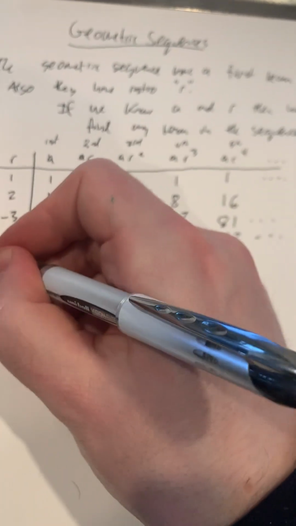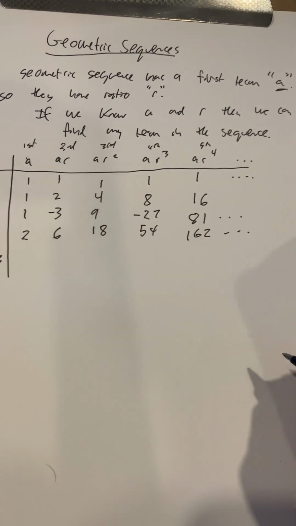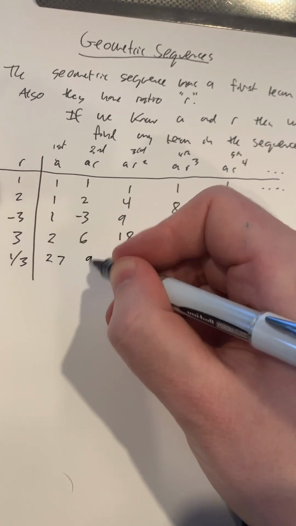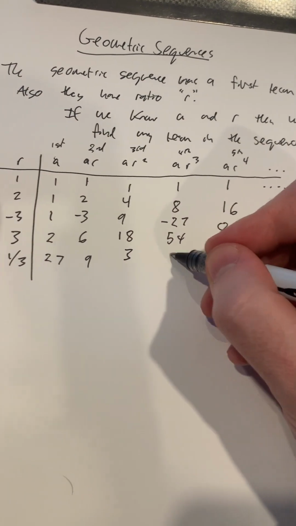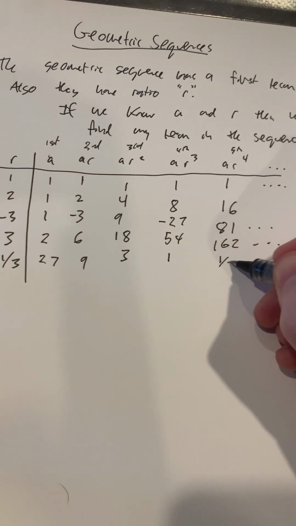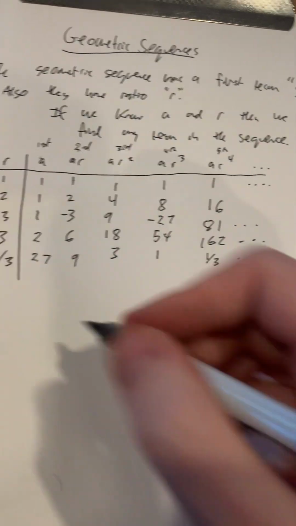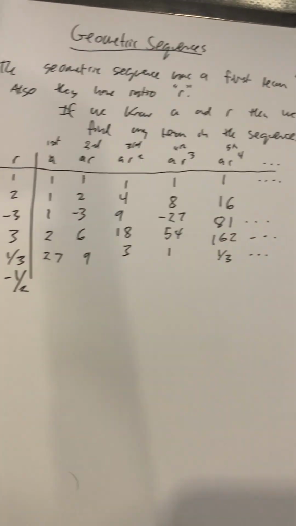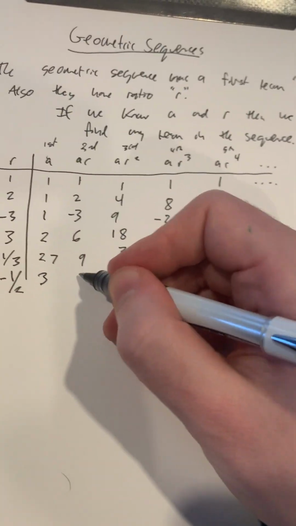These guys are a little more complicated. Here we're starting at 27 and we're moving by 1 over 3. This is actually going to create a diminishing sequence. 27, 9, 3, 1, 1 over 3, and down and down and down. We can do funky things like have a negative fraction as well.